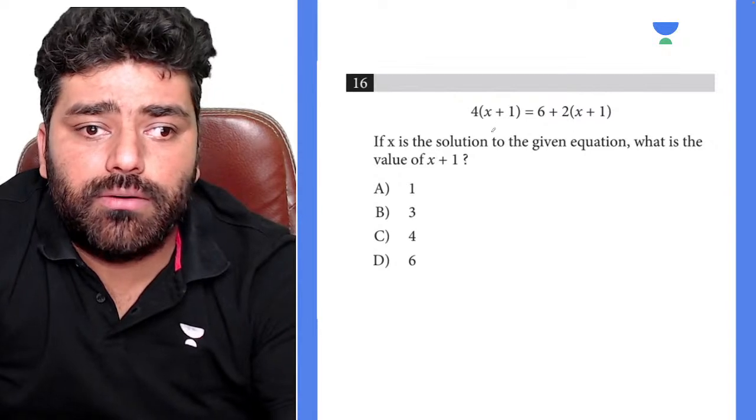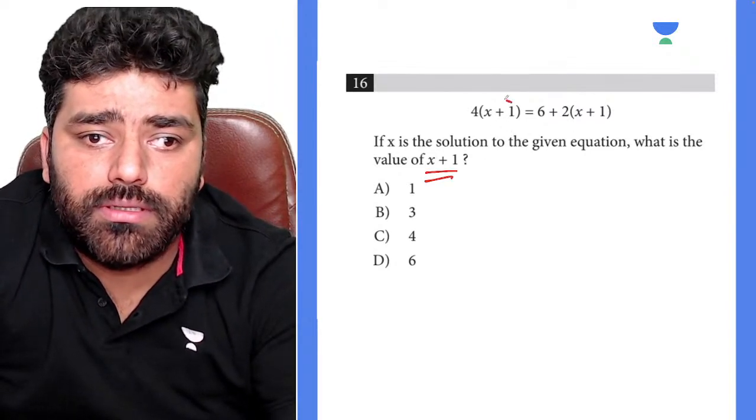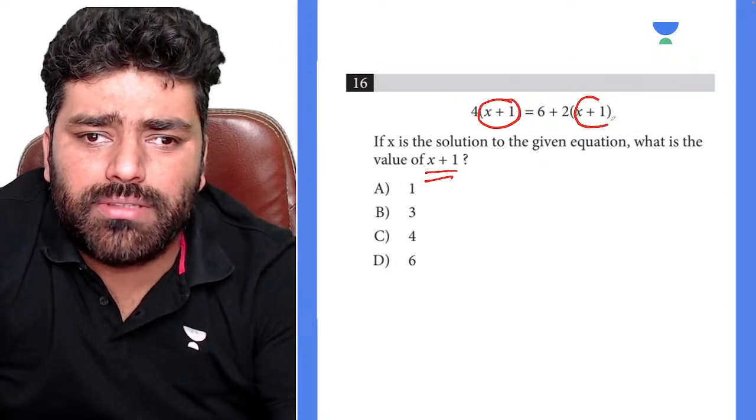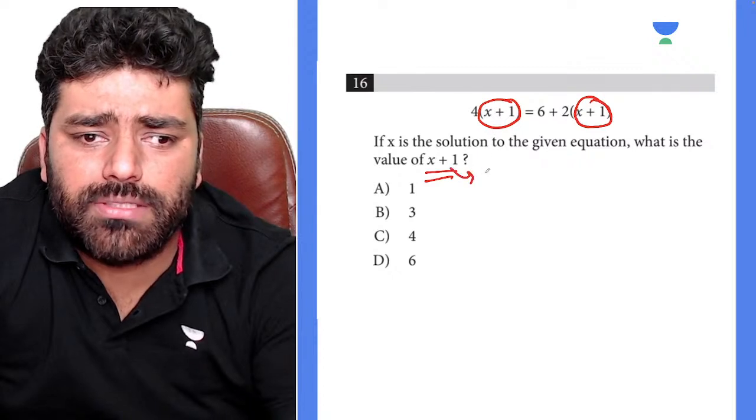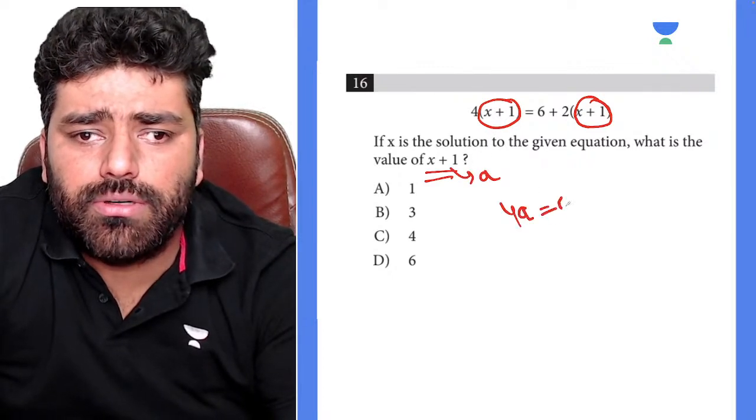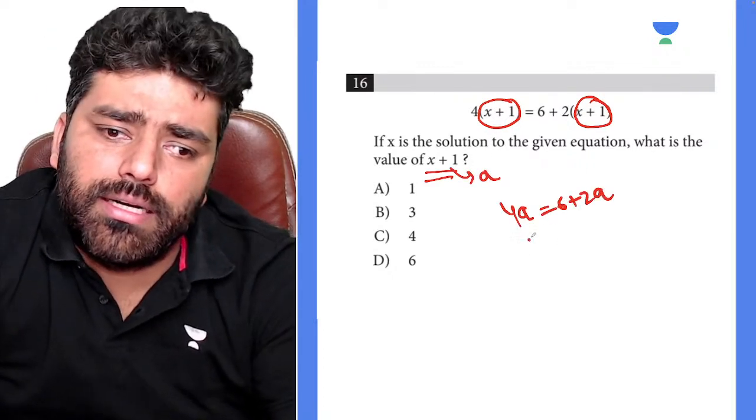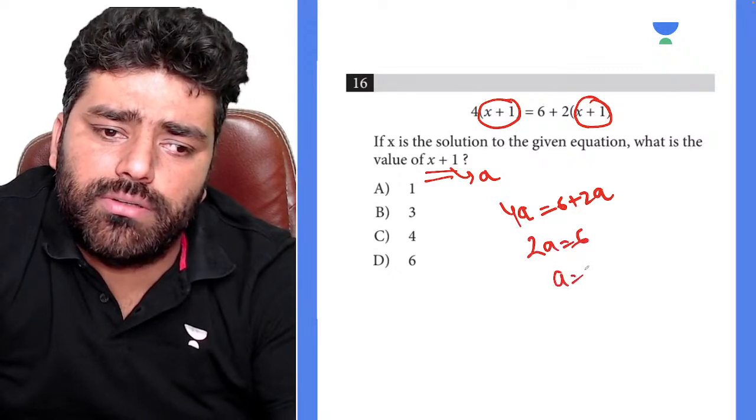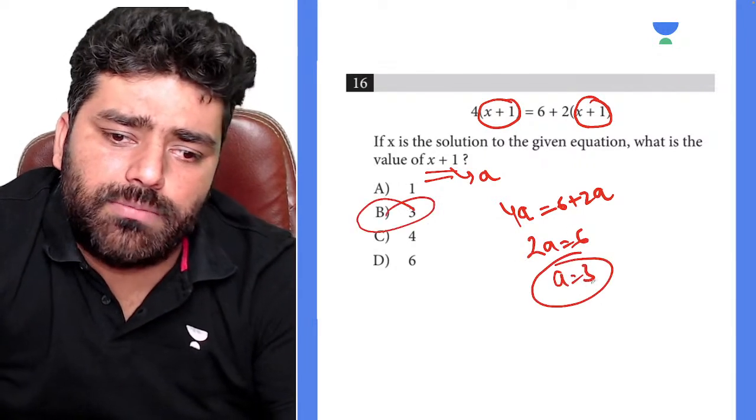Question number 16. What do you need to find? The value of x plus 1. Look here, this is x plus 1. So you can just say the x plus 1 is A. So 4A is equal to 6 plus 2A. That is 2A is equal to 6. So A is equal to 3. That is x plus 1.